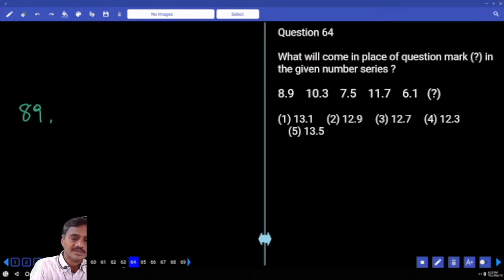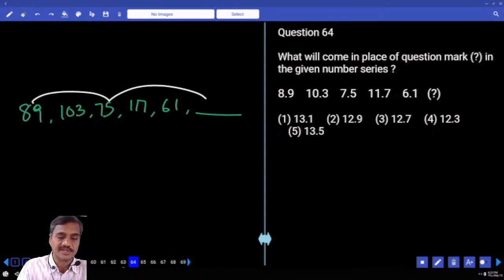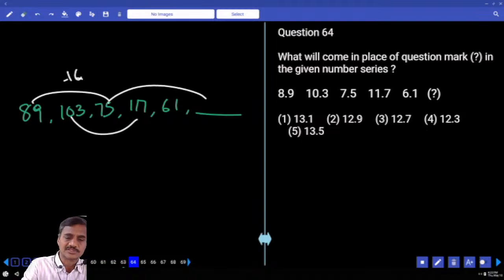Then 64. Now as the numbers are decimal numbers, multiply the numbers with 10. 89, 103, 75, 117, 61, then what's the next one? Numbers are increasing and decreasing, then you need to go for alternate. 89 minus 7 is so much, minus 6 is 7, minus so much? 16. And next one, here 103 and this one, and 103, make 75 and 61. What is the difference we have? 14. 75 and 61, the difference is how much? 14. 14. Then they are not constant.